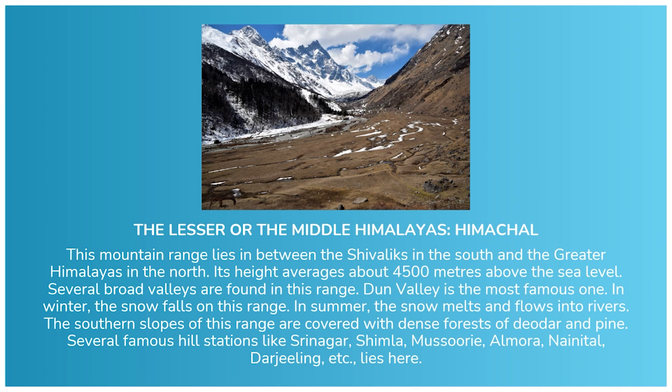In winter, the snow falls on this range. In summer, the snow melts and flows into rivers. The southern slopes of this range are covered with dense forests of deodar and pine. Several famous hill stations like Srinagar, Shimla, Mussoorie, Almora, Nainital, Darjeeling, etc.